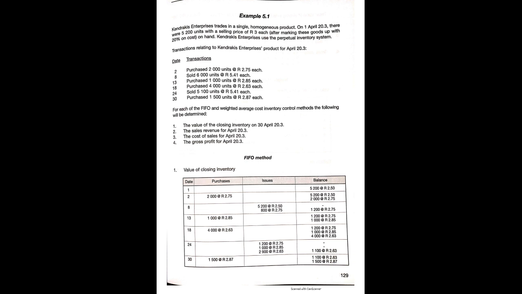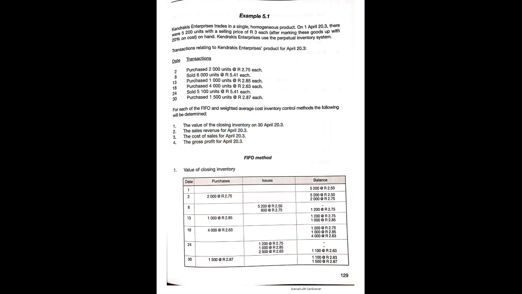Here we go. We are determining the same values. We're looking at the value of your closing inventory, the sales revenue, the cost of sales, and the gross profit. Here, the same transactions are also being used, which are these ones up here, and we're going to draw up the same table as well.